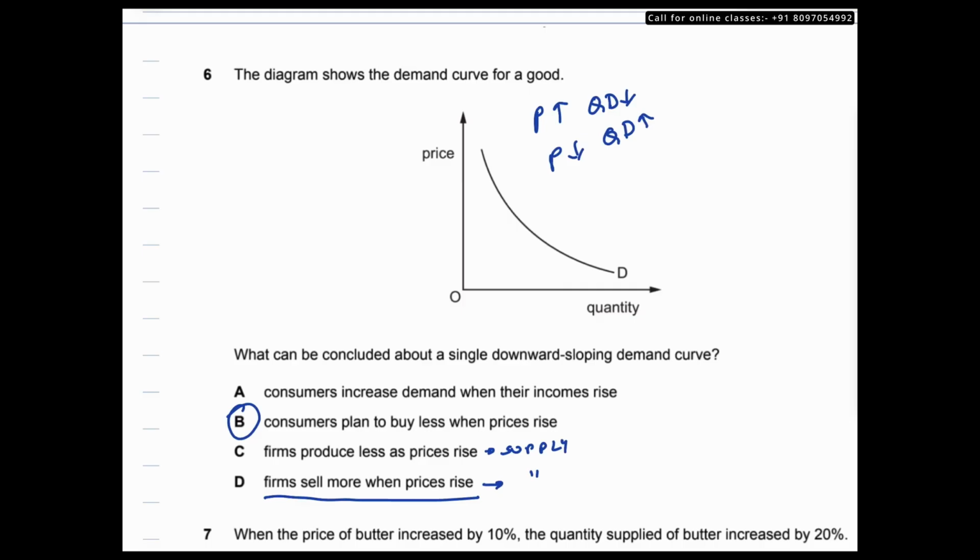Alright. So one thing that we need to remember is whenever there is a movement along the demand curve, it is because of changes in price. But if there is a non-price factor that is changing, it would cause the curve to shift either to the right, indicating an increase, or left, indicating a decrease. And finally, question number 7.